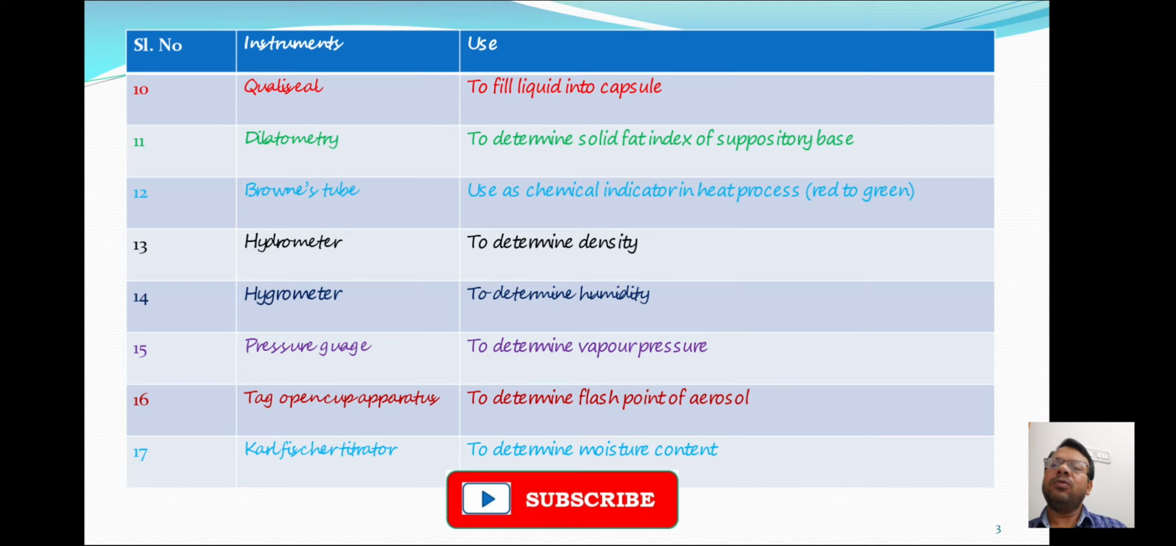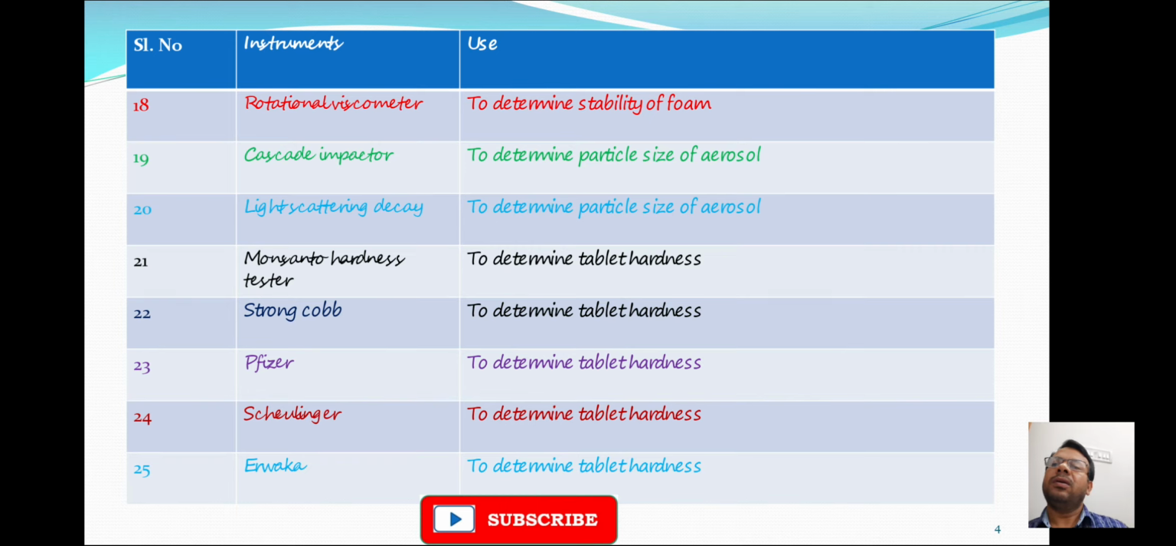Pressure gauge is used to determine vapor pressure. Tag open cup apparatus is used to determine flash point of aerosols. Karl Fischer titrator is used to determine moisture content. Rotational viscometer is used to determine stability of foam.